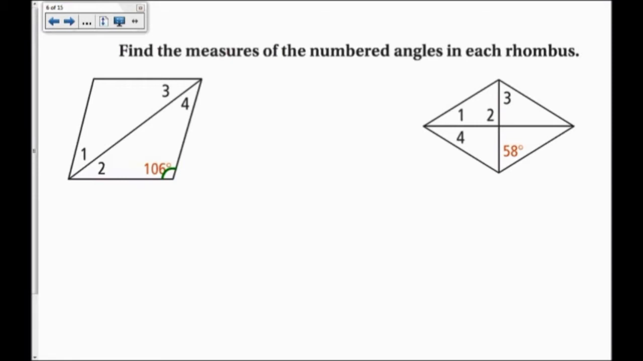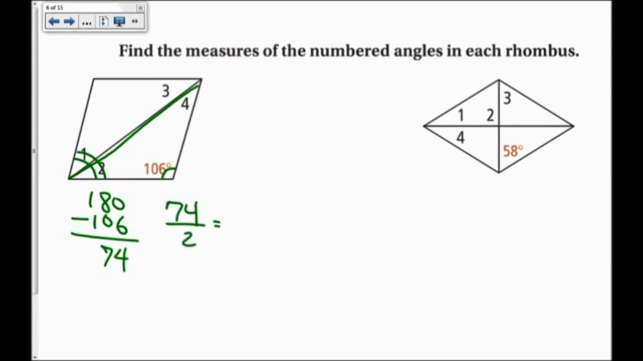Now I'll first go back to the fact that a rhombus is a parallelogram, which means that 106 and this big angle must be supplementary. So 180 minus 106 is equal to 74. Now using the fact that the diagonal in a rhombus will bisect the opposite angles, I know that angles 1 and 2 must be the same. So 74 divided by 2 is equal to 37. So angles 1 and 2 are 37.